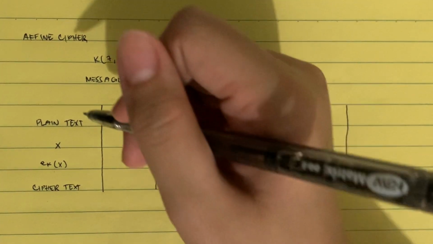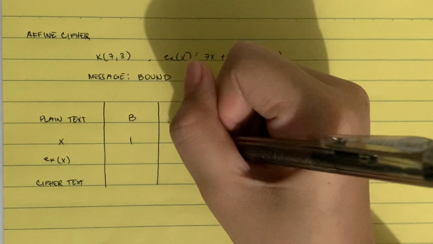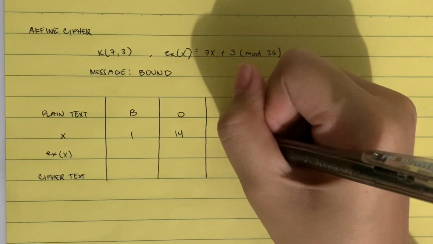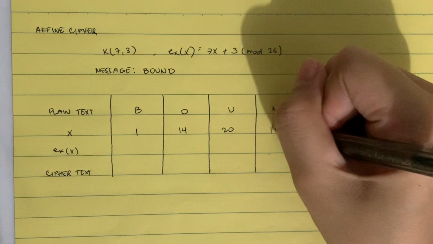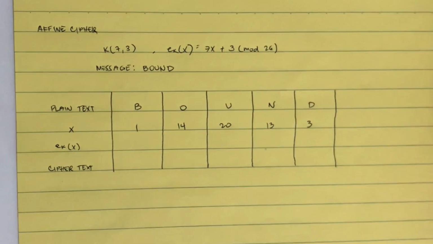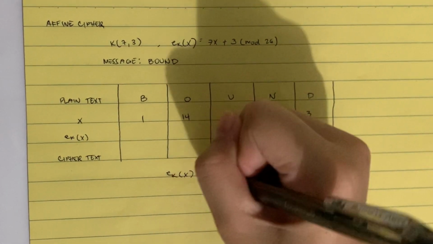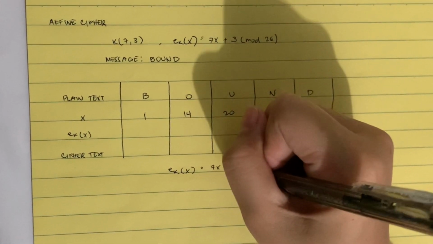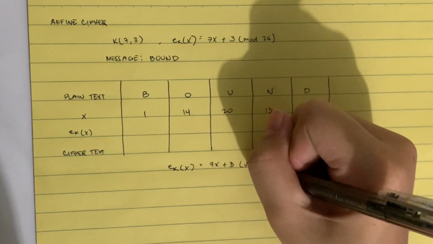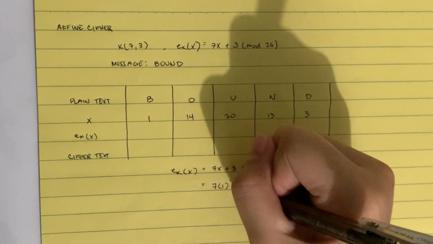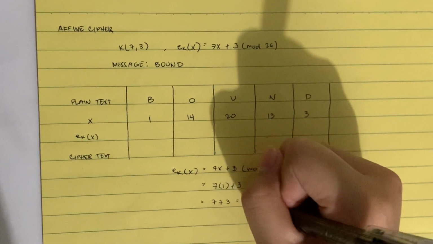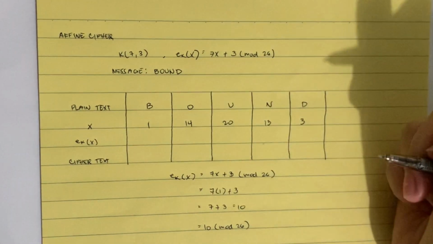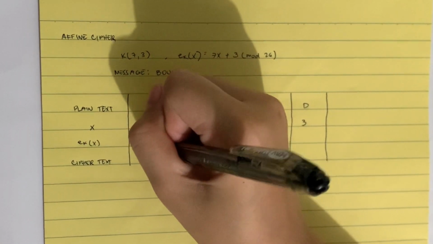Similar to the Vigenère cipher, we will first have to write the plain text. After this, we will proceed to the second row, which is X, and in this row, we will be substituting the plain text according to their corresponding number. So for B, we have 1, O, we have 14, for U, we have 20, for N, we have 13, and for D, we have 3. Now to get our E sub k of x for the next row, we will be using the formula which is 7x plus 3 modulo 26. After doing so, we will then get 10 modulo 26, which will be inputted in the table.